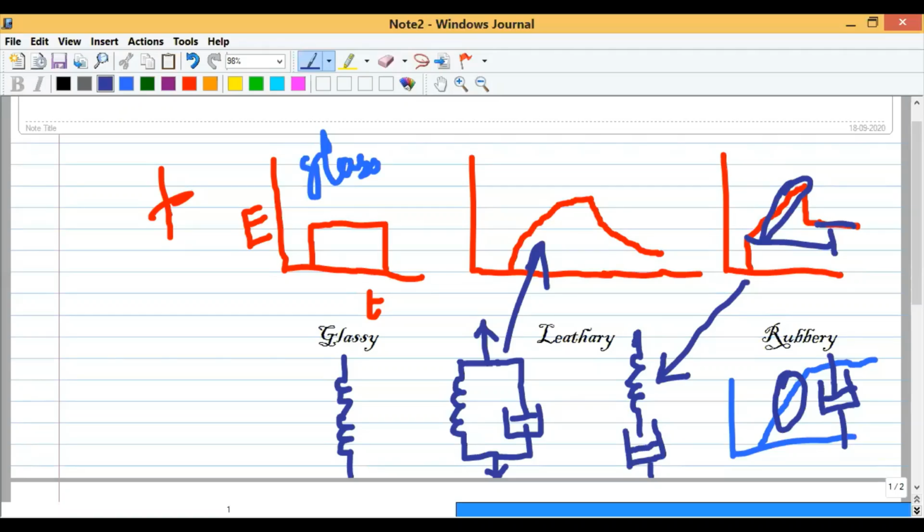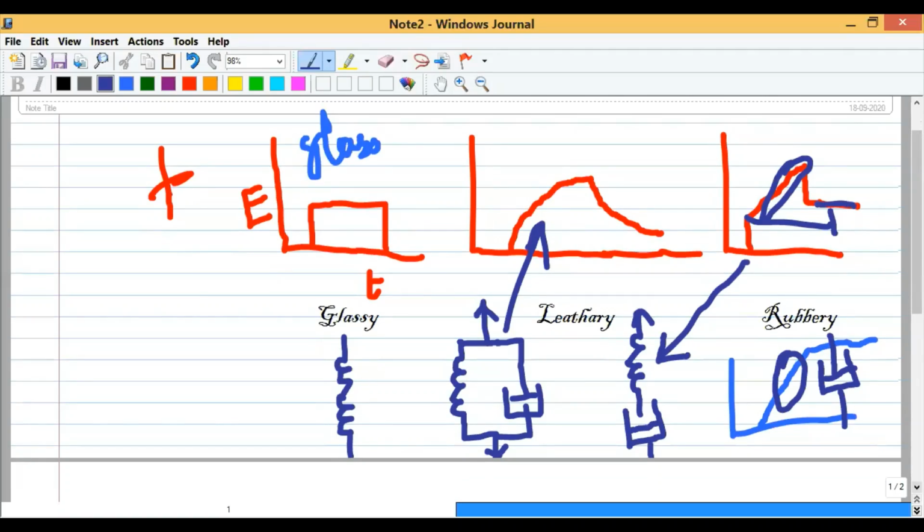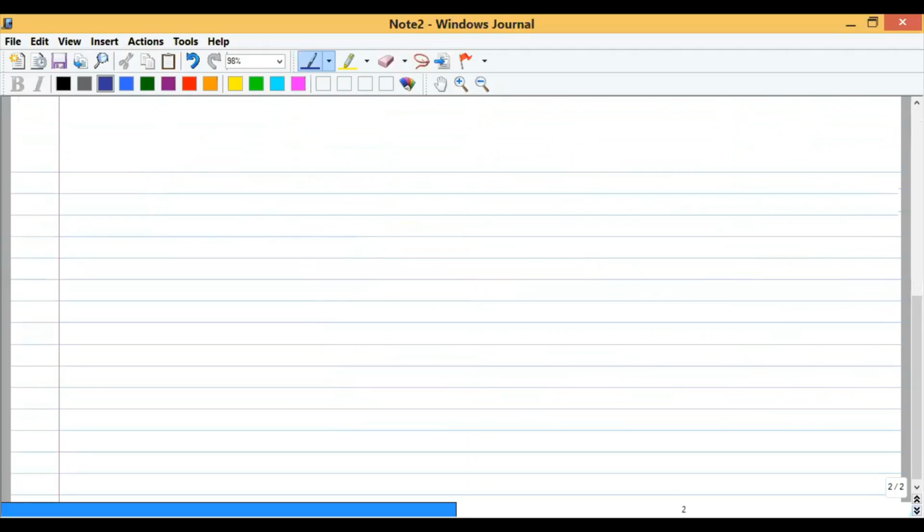So this is series combination. So this is the rubbery material. Now, if I further explain this chart with some more intrinsic property, how will you identify this? If I apply constant stress for a certain time period, and I am analyzing the corresponding strain.